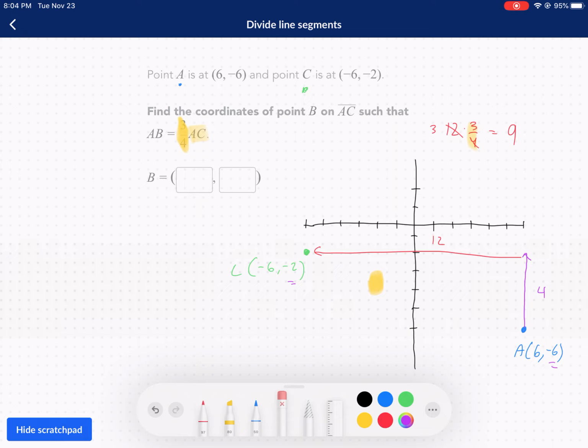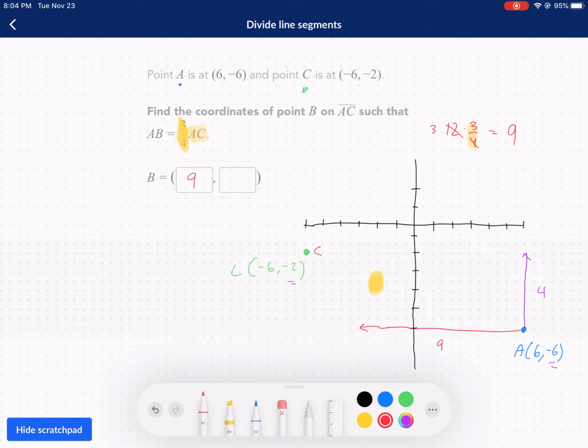So really, we don't want to go 12. We want to go 9 over. I'm going to start my horizontal distance here. I'm going to go 9, so there's 6, and I'm going to go 3 more to get here, and that's 9. So that's 9 distance right there.